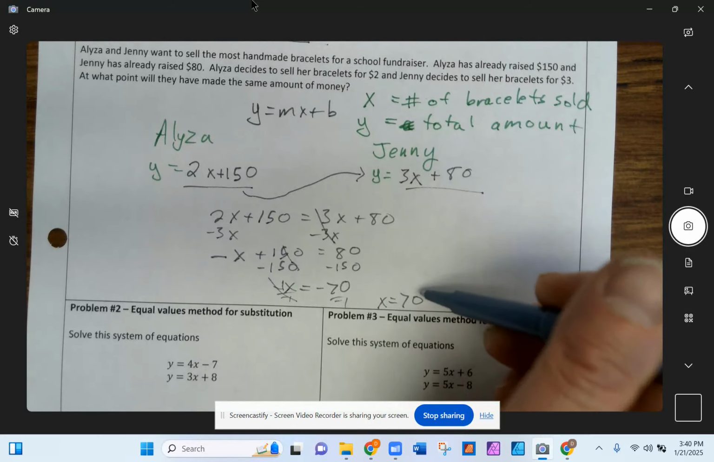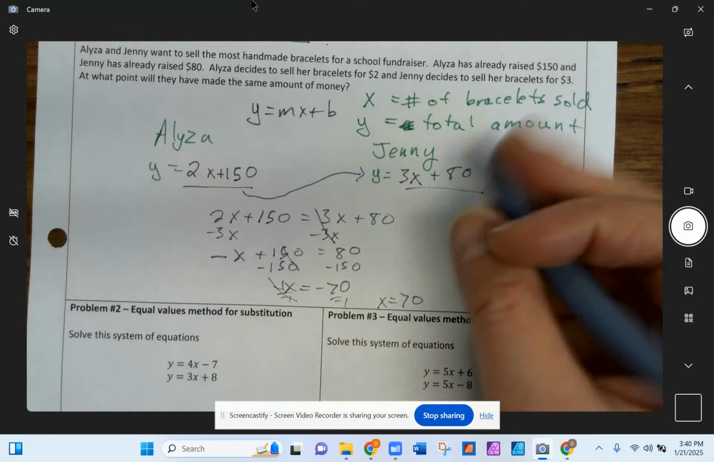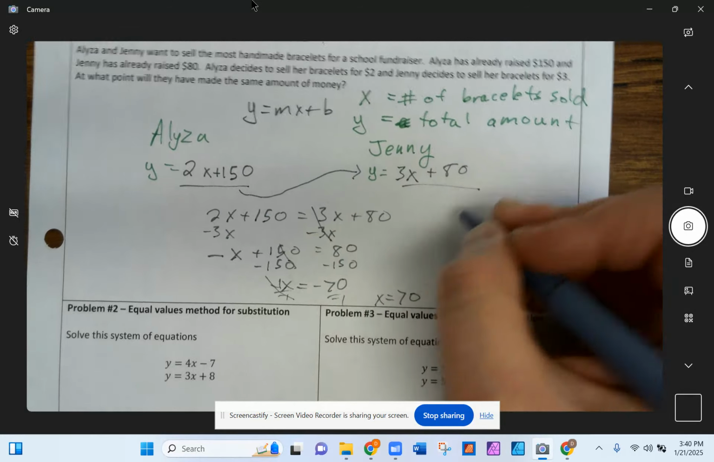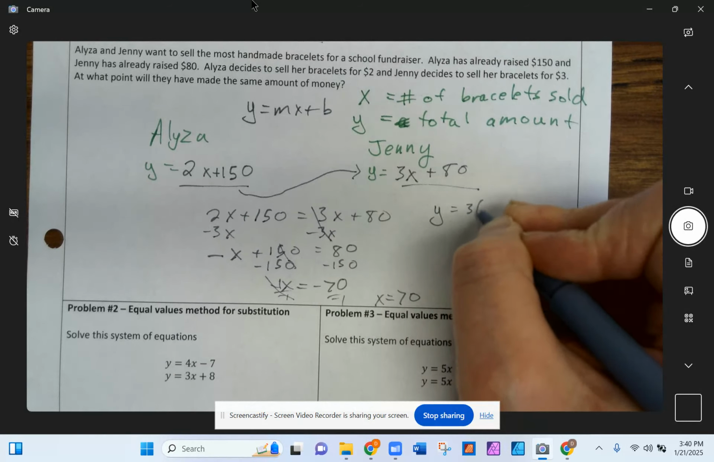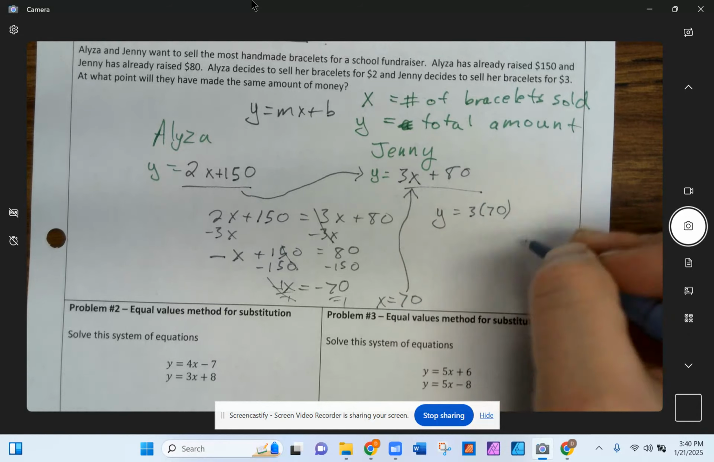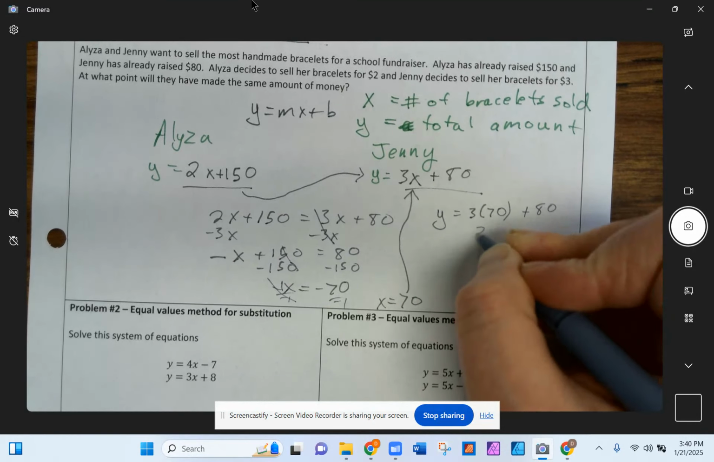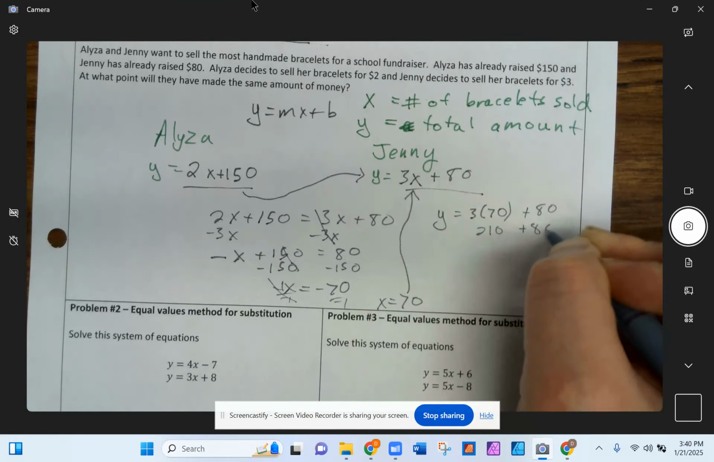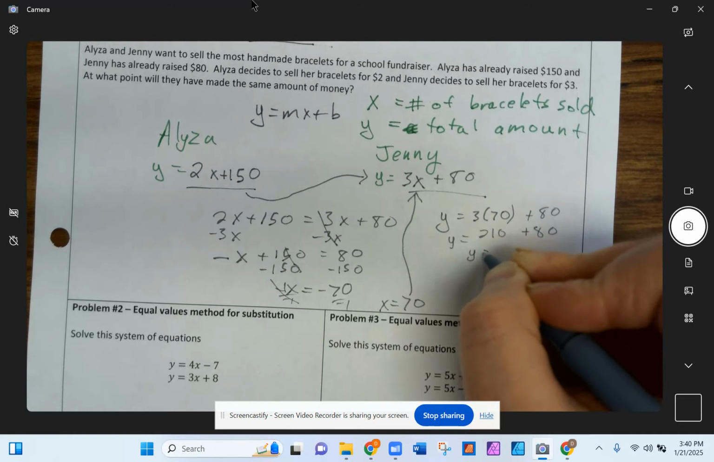So the idea here is I'm going to take the 70 and plug it into one of these equations. I'm going to do Jenny's first, so I'm going to do y equals 3 times 70, right, and it goes right in for the x because it is x, plus 80. 3 times 70 is 210, plus 80 gets us 290.